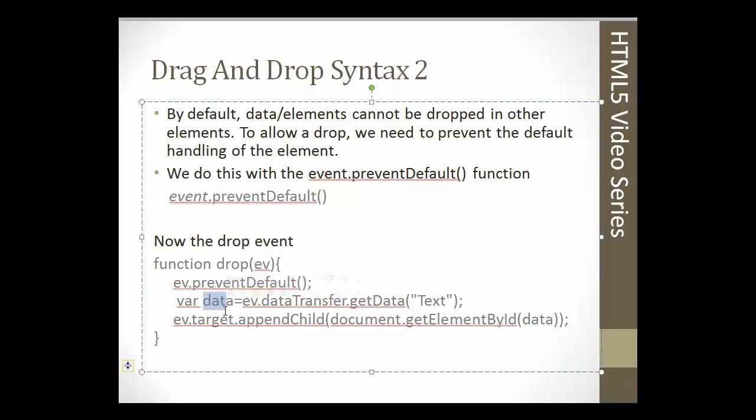And then we set this variable called data to ev.dataTransfer.getData("text"). Okay, you saw the slide before, we had the setData function to set it to text and the value, and now we have the getData function, and we're getting the type. In the last line, we have the target appendChild document.getElementById from the data. Okay, so it's getting the ID of data, and it's appending the child. So that'll actually do the drop. So we'll be able to drag something and drop it in.